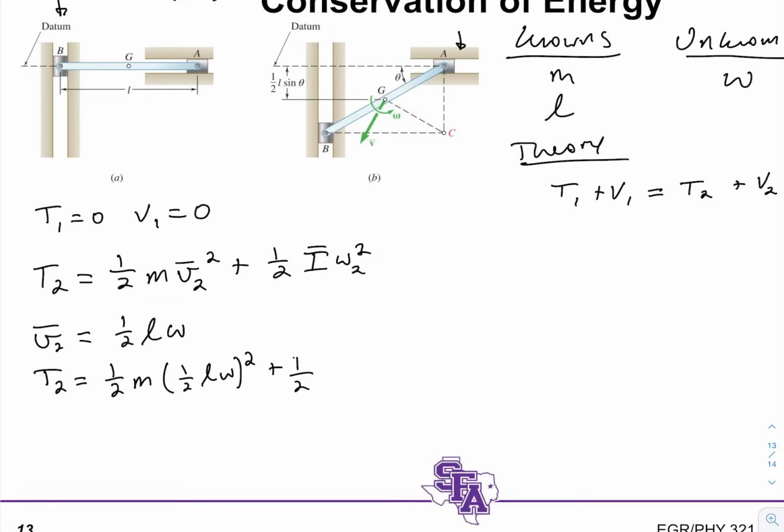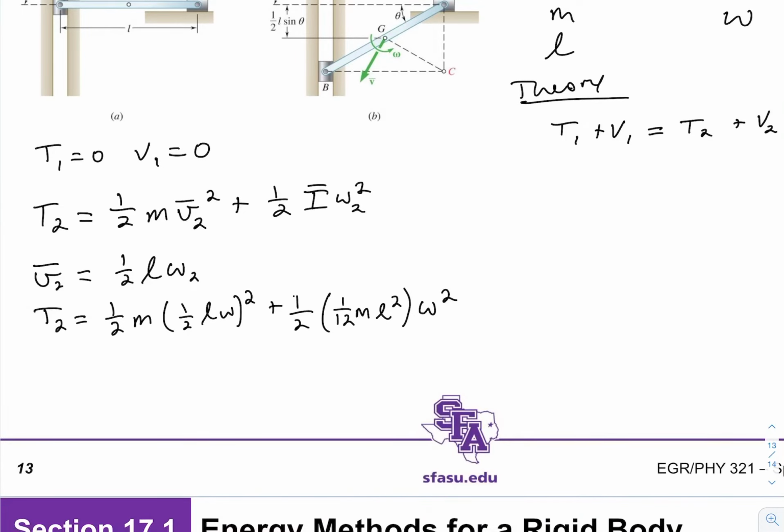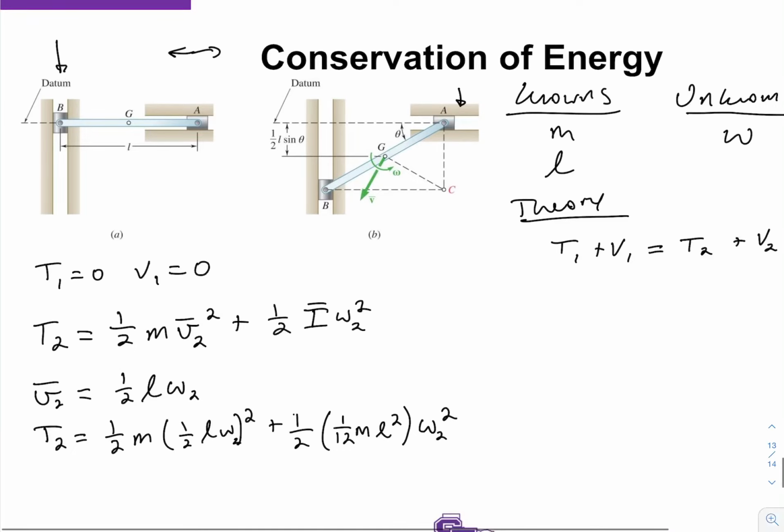So if we put this into my relationship for T2, we get this is equal to 1/2 m, and this is going to be 1/2 L omega squared plus the 1/2. And now we think about the slender rod. So looking at my last page in the textbook here, the slender rod is going to have a mass moment that's going to be 1/12, and that's going to be m L squared. So that's my I bar, and then I have my omega squared.